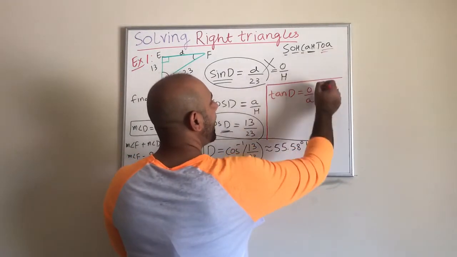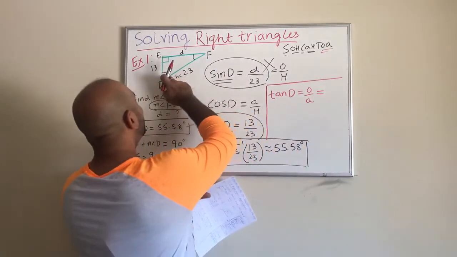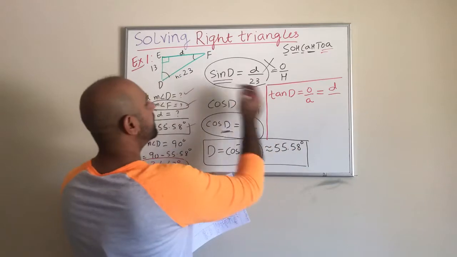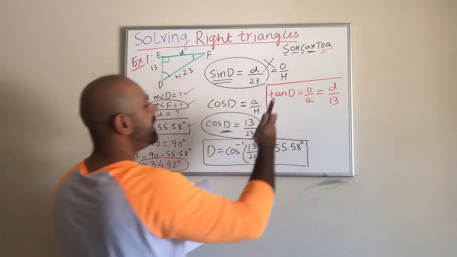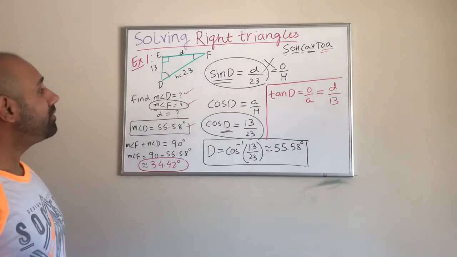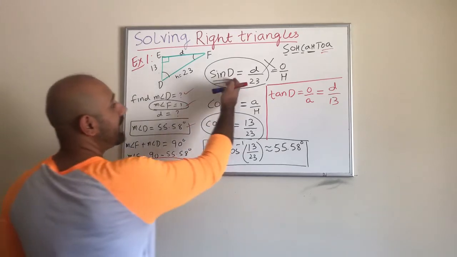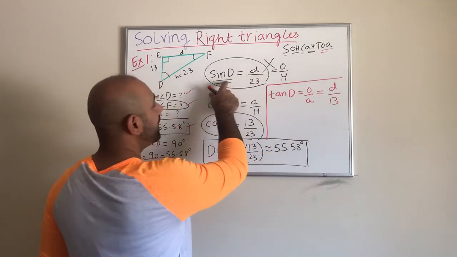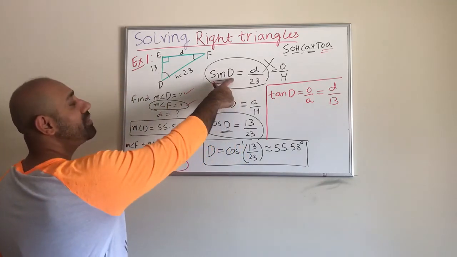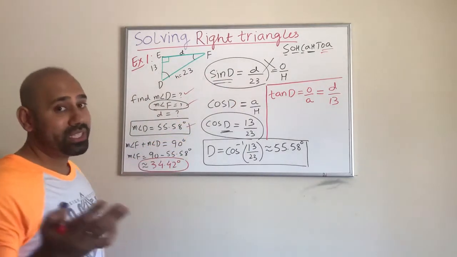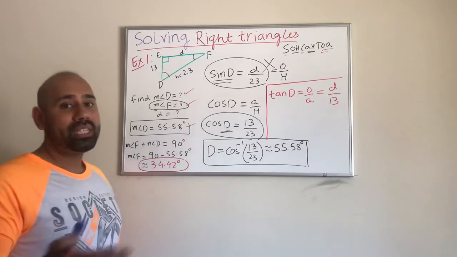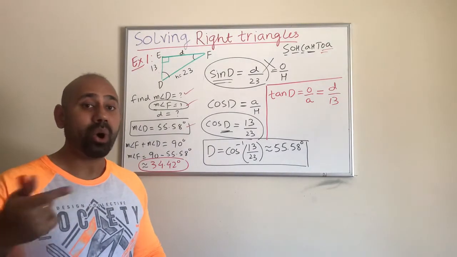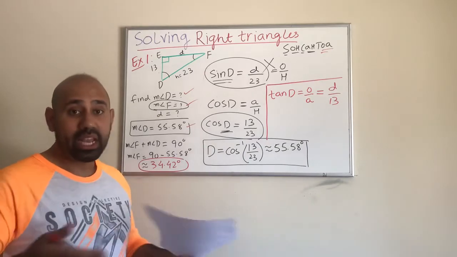We already know that. And opposite to this angle, the opposite is D, and the adjacent is 13. Guys, I could have used any other value as well. I could have used the sine, because sine is opposite over hypotenuse. I could have actually used this equation right here, because now I already know the value for D. I could have used the sine, or I can also use the tangent. So there are many different ways of finding the missing values for angles or sides, using any of the trig ratios.